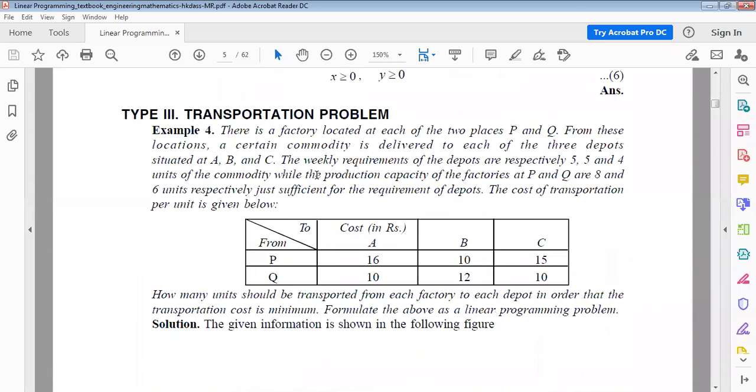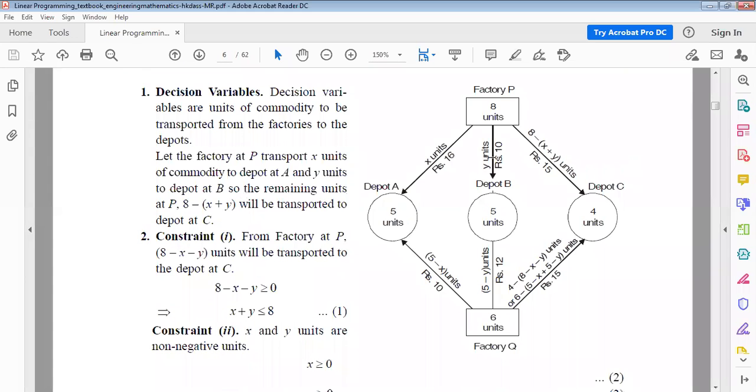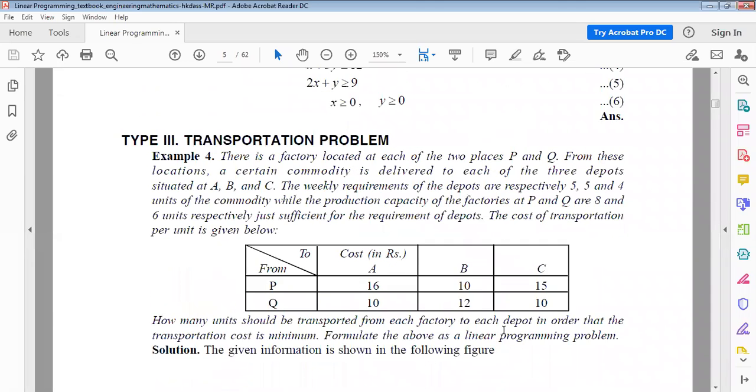Now type 3, another form of linear programming problem. Actually this is called transportation problem. Understand? So this transportation problem, how to formulate, we will try to understand. There is a factory located at each of the 2 places P and Q. There is one factory P and another factory Q. There are 2 factories, remember it.